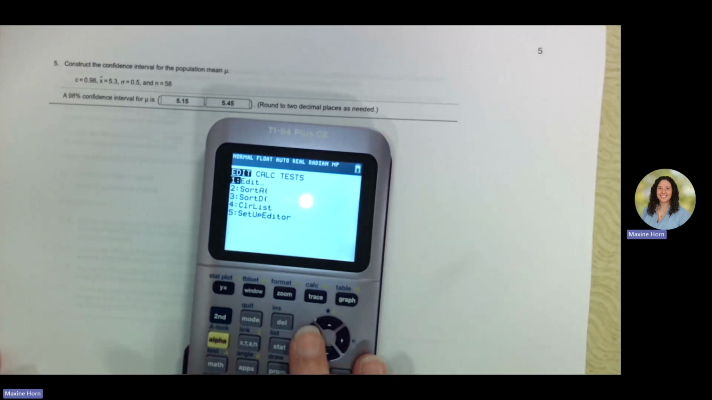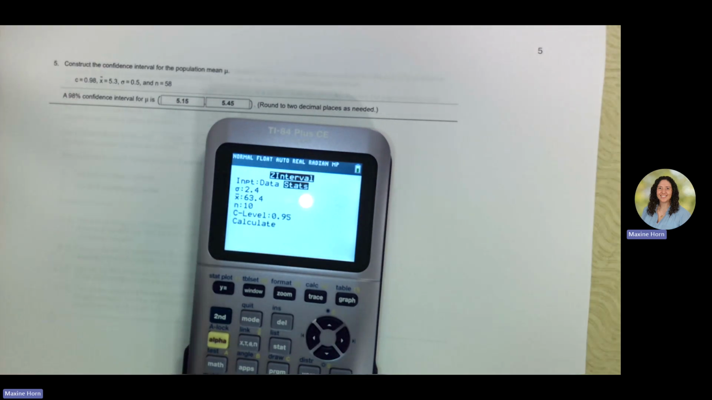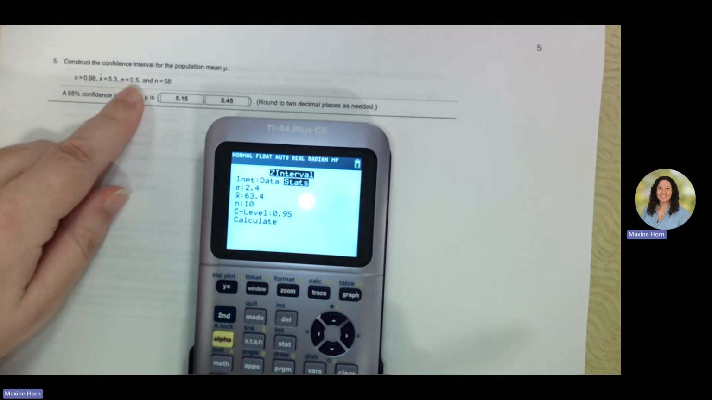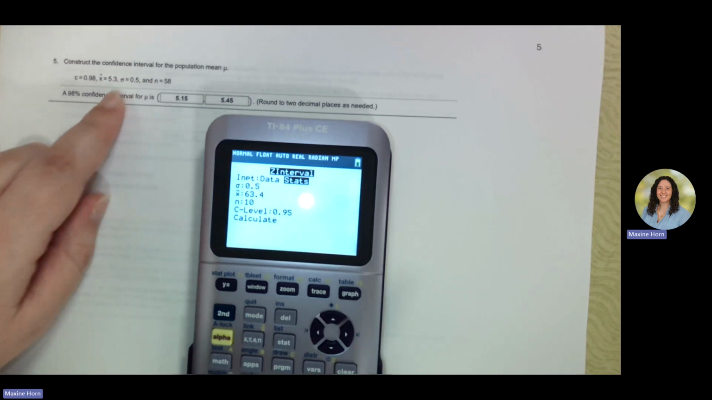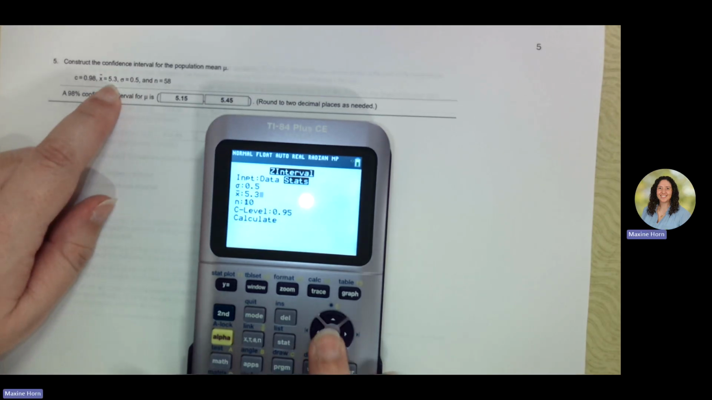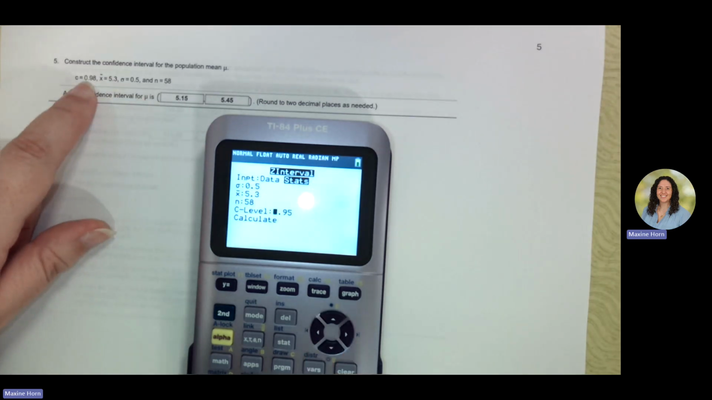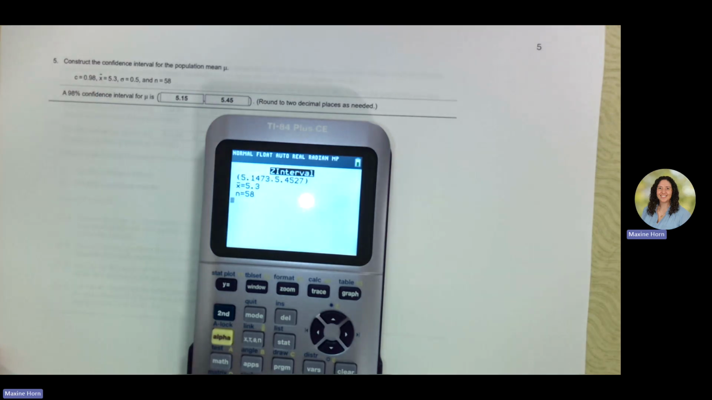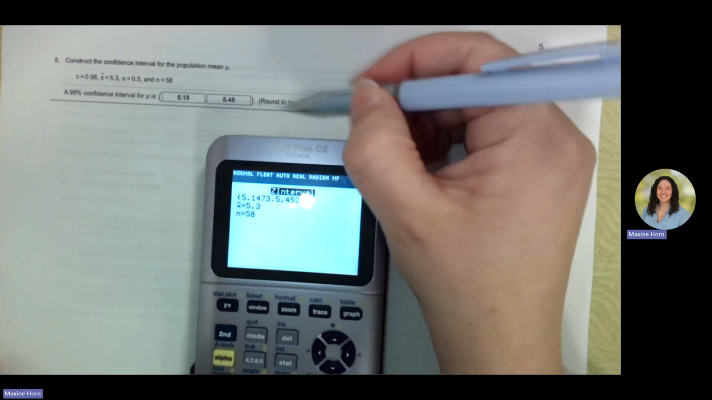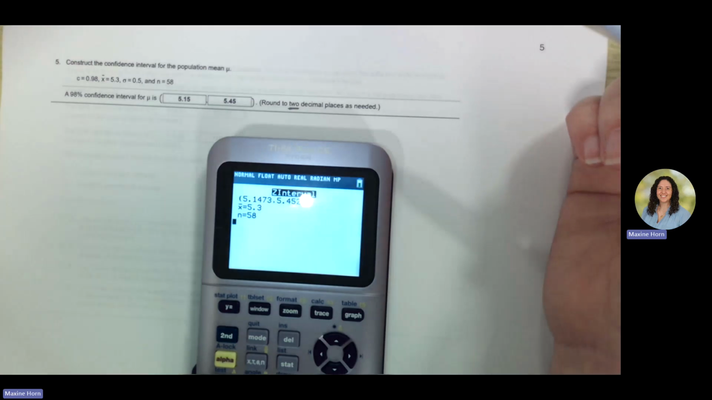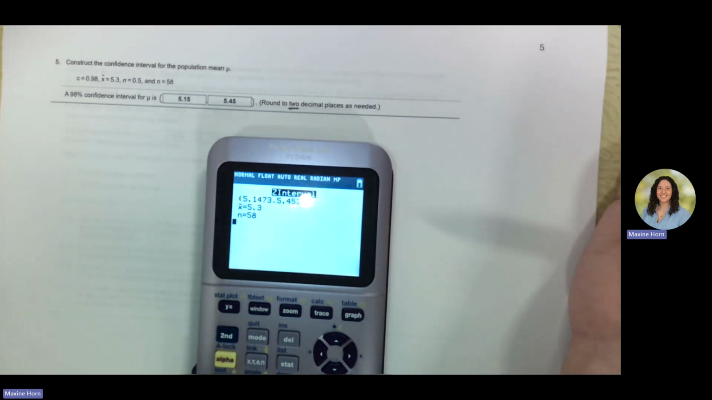We have stat test number 7 z interval, and we're going to plug in what they give us. First thing it asks for is your population standard deviation. So that's right here, our 0.5. Our X bar is 5.3. Our sample size is 58. And our confidence level is 0.98. And we have the calculator run that for us. And again, we would make sure that we are rounding to 2 decimal places, right? This is a fill in the blank, not a multiple choice. So make sure that you're rounding to the correct number of decimal places.